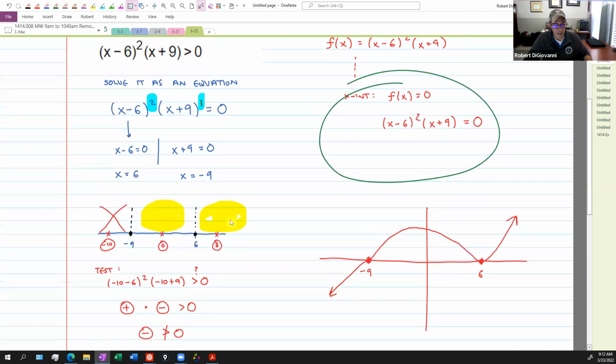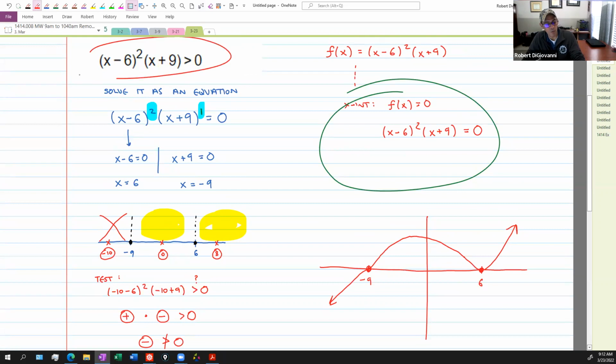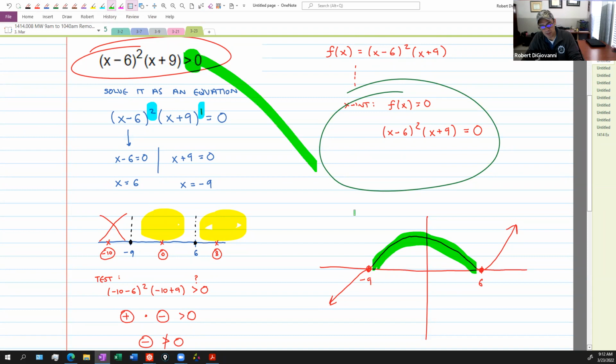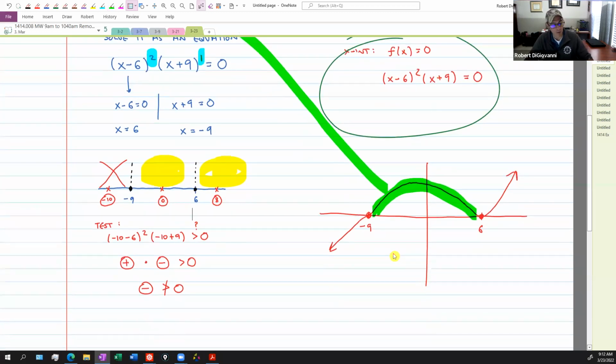So when we're asking this inequality right here, when is this thing bigger than 0? We're really asking when is the graph above the x-axis, which happens in here, right? That corresponds to this, bigger than 0, above the x-axis. So I know that everything between -9 and 6 will work, and also anything after 6. Sorry, I should have highlighted that. This over here as well.